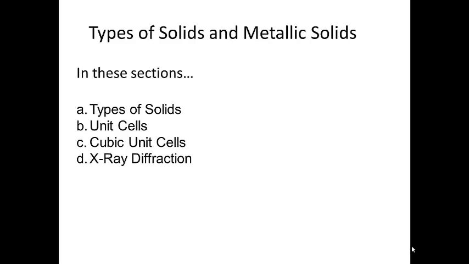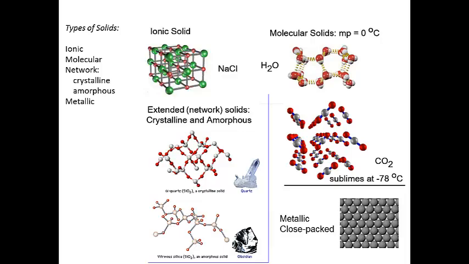And we'll look in particular at cubic unit cells that are seen often with metals. And then we'll look at how we know the things we know about solids. How do we know the solid states of compounds when they're in crystalline form? And that's done with an experiment called X-ray diffraction. So first let's talk about types of solids.